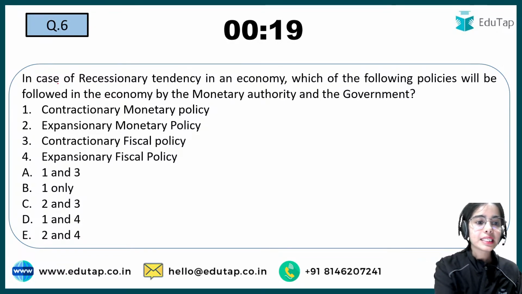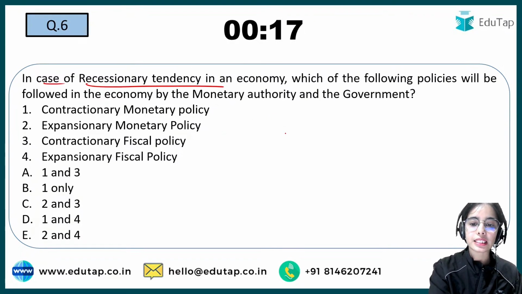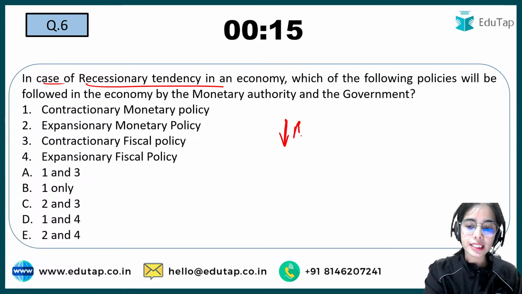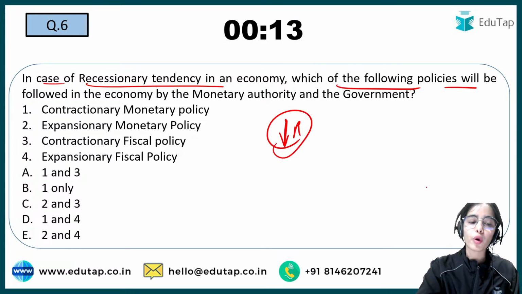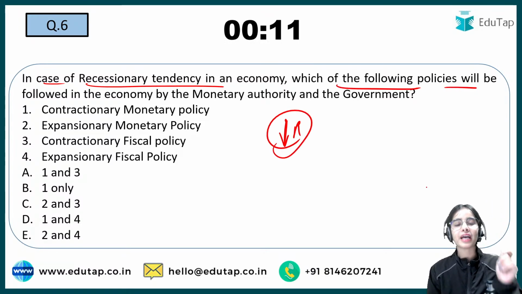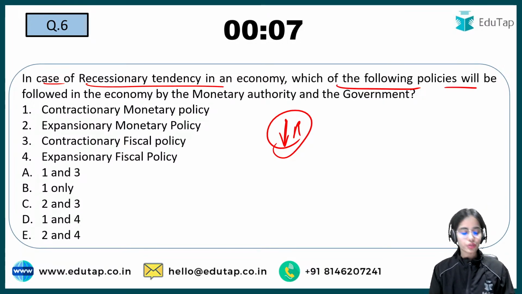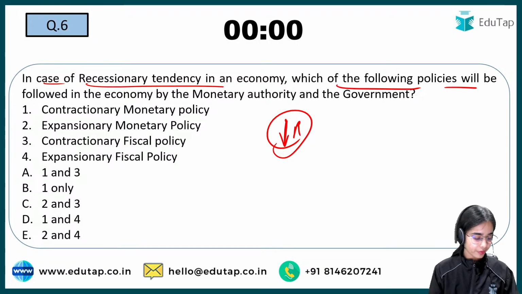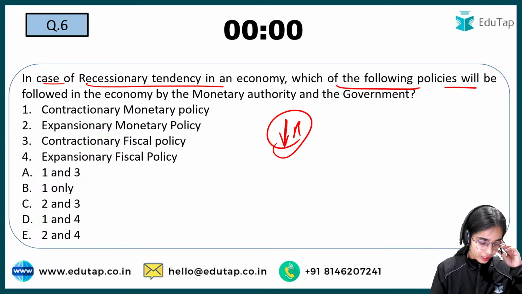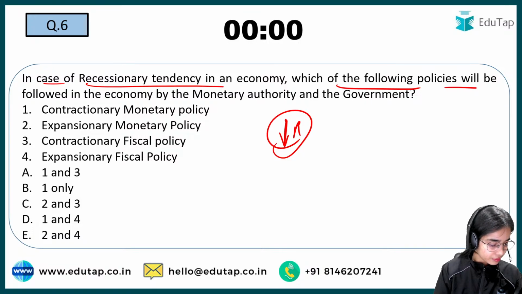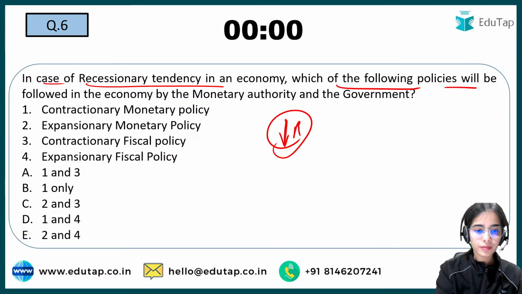Next is in case of recessionary tendency. If there is a recessionary tendency in the economy, which of the following policies will be followed in the economy by the monetary authority and the government of the country? So which of the following is true? So try to answer this. Okay, I'm getting the answer E. Everyone agrees with this answer?